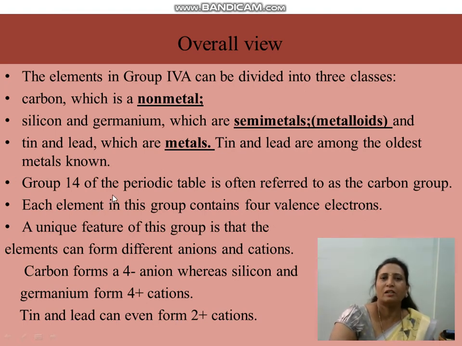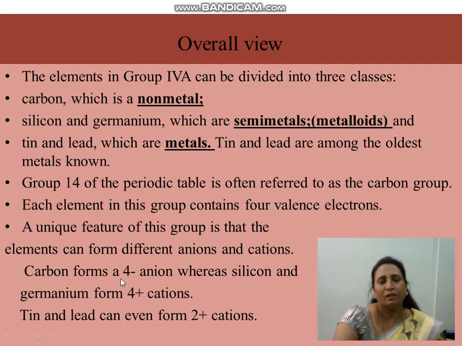Group 4th of the periodic table is often referred to as the carbon group. They are always called the carbon family, carbon group family. Each element in this group contains 4 valence electrons, ns2 np2. A unique feature of this group is that the elements can form different anions and cations. That means they are able to show +4 as well as -4 oxidation state. So showing both types, that is cationic nature as well as anionic nature, depending upon the neighboring situation.